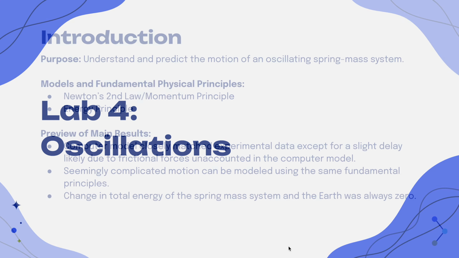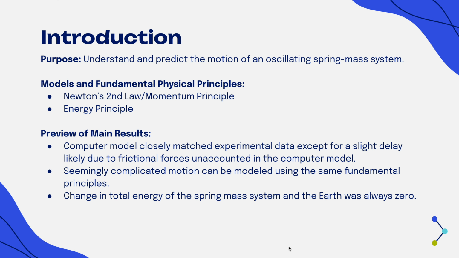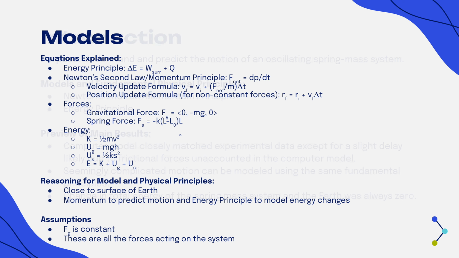Lab 4: oscillations. The purpose of this lab is to understand and predict the motion of an oscillating spring mass system. To do this, we'll be looking at the momentum principle and the energy principle. A brief preview is that the computer model pretty closely matched experimental data, which shows that seemingly complicated motion can be modeled using the same fundamental principles, and that for a system where there is no external work, such as a spring mass system and the Earth, the change in total energy was zero.